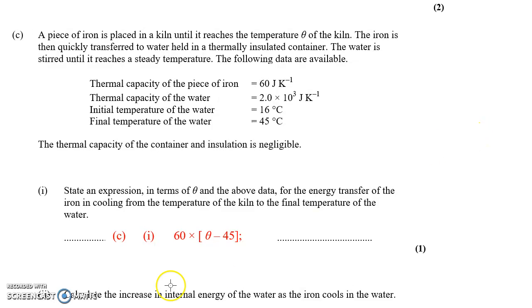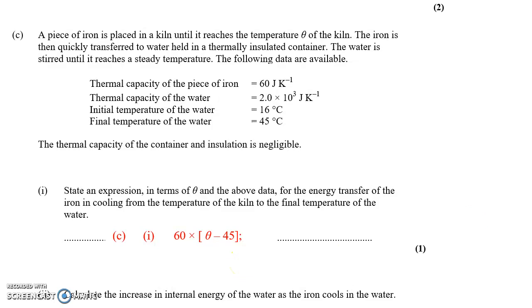And what we're looking for is an expression you can see here, 60 multiplied by the difference between that maximum temperature and 45. To explain that, we have to imagine that the piece of iron is going to go from that maximum temperature theta down to its final temperature, which we have to realize is going to be the final temperature of the water. It's 45 degrees here. So it's going to change from whatever temperature it was down to 45 degrees. That's the temperature change we see here. You multiply that temperature change by the thermal capacity of iron, which is 60 joules per Kelvin, and we will end up with the energy transferred from the iron into the water.